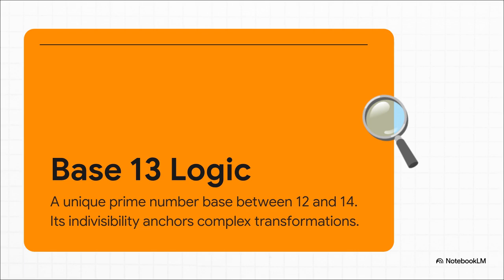Because it's a prime number, you can't divide it up nicely. And in this system, that indivisibility isn't a flaw, it's its superpower. It allows base 13 to act as this incredibly stable, solid anchor for complex thought. Because it can't be broken down, it gives you a reliable material to sculpt with.